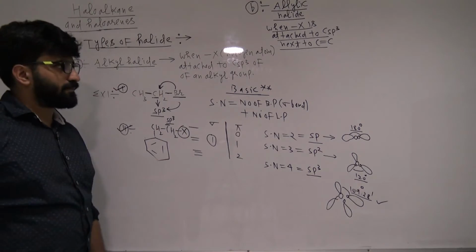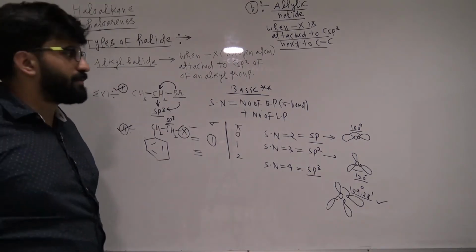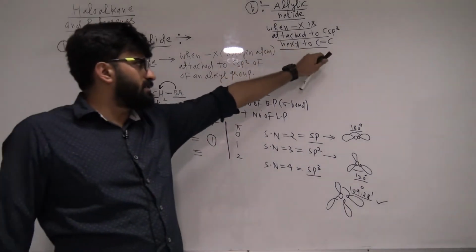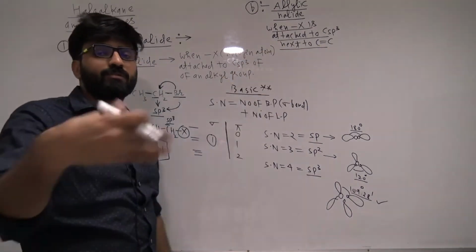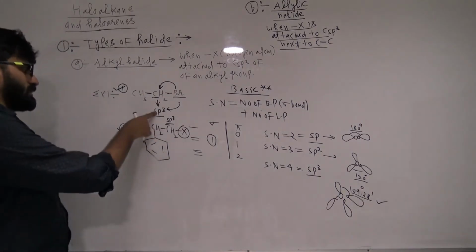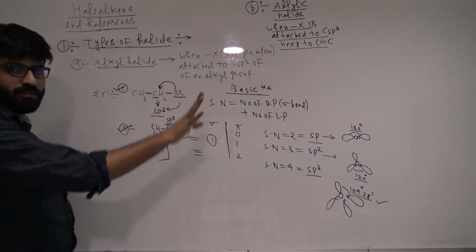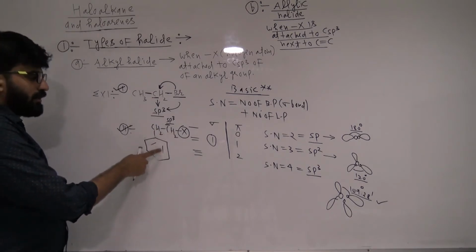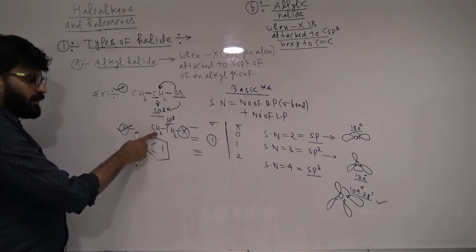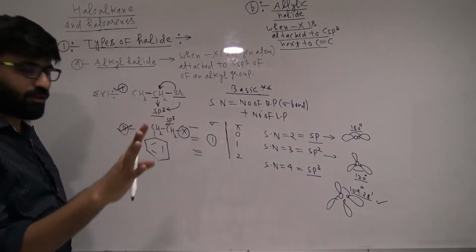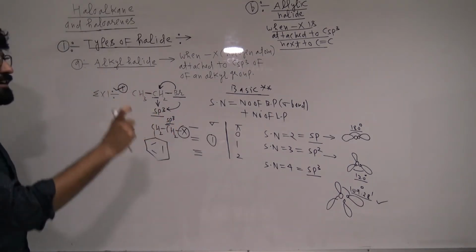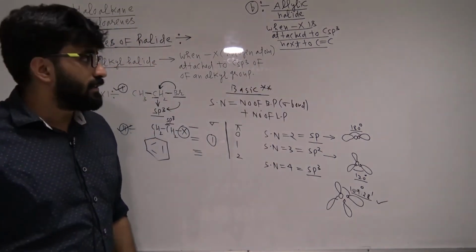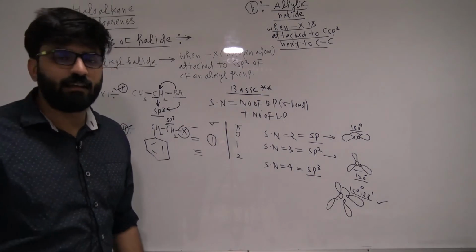Are you getting my point? Few students are confused that here also I told you attached to sp3, but here I mentioned an extra thing: it should be next to C double bond C. As you can see here, this is sp3, and there is no double bond in its neighborhood. Now you're like, sir, there is a double bond, but not over here. You will understand it later, so don't worry. So allylic halide is that halide when the X atom is attached to an sp3 carbon next to C double bond C. That kind of halide is called allylic halide.